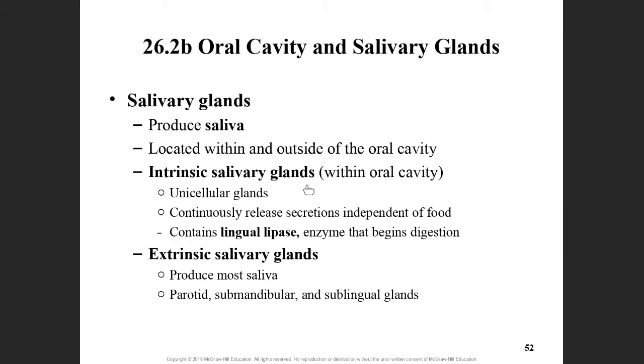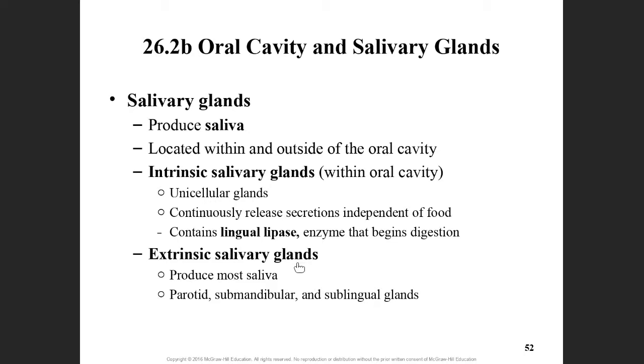They only contain one cell, so we call them unicellular gland. And continuously they can release secretion. They are independent of the food, and they can make our mouth cavity wet all the time. These intrinsic salivary glands can secrete lingual lipase, and this lipase can start digestion of lipids in our mouth cavity. The amount of this lipase which is secreted here is very little, so it doesn't do much digestion of our lipids and fats, but it starts this digestion.